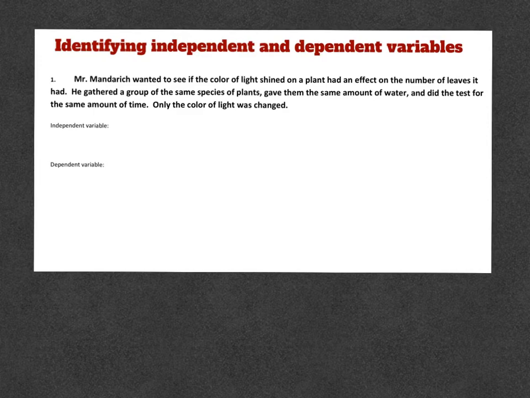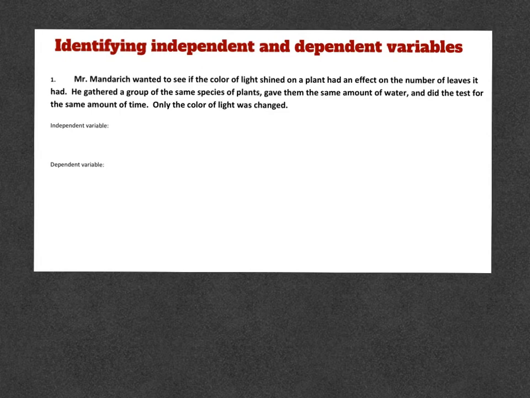Okay, my goodness, one more time. Independent variable is the variable that you're going to manipulate, that you're going to change on purpose. In this example, what is the thing that you're changing on purpose? In the example that you have in front of you, Mr. Mandarich, remember, wants to know if the color of the light is affecting the number of leaves. What is the thing that you're changing there on purpose?